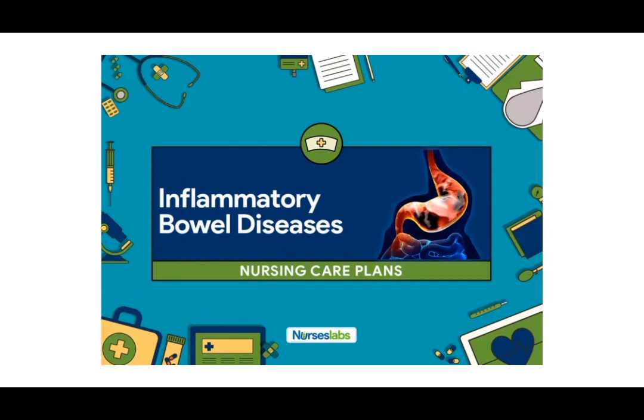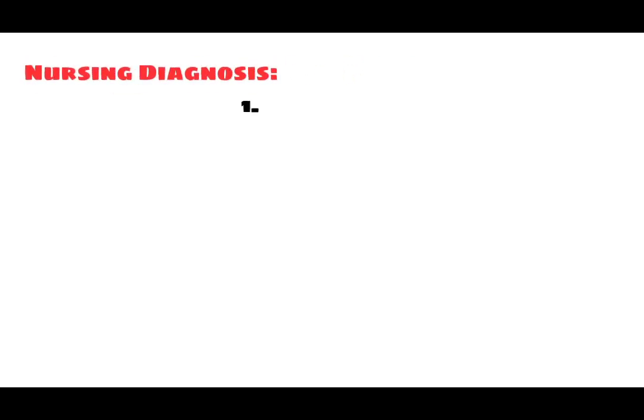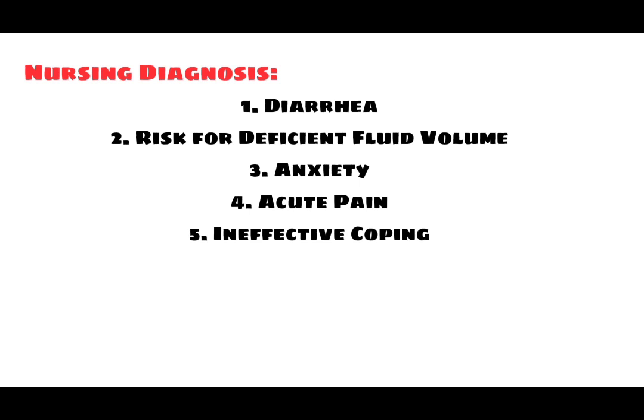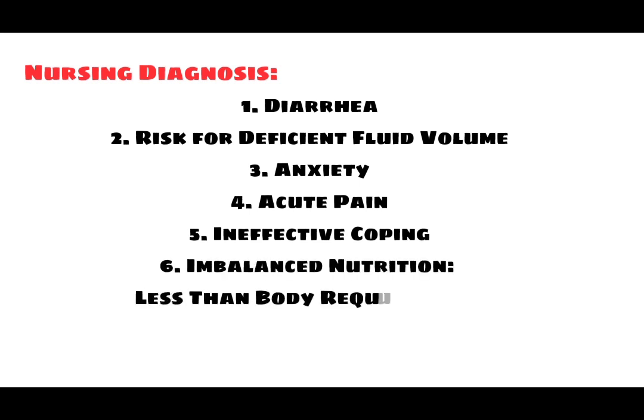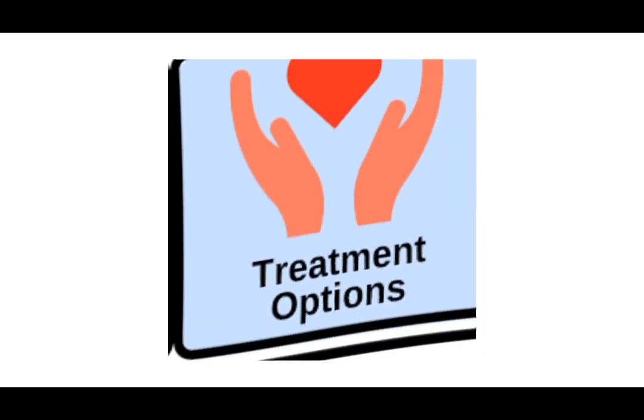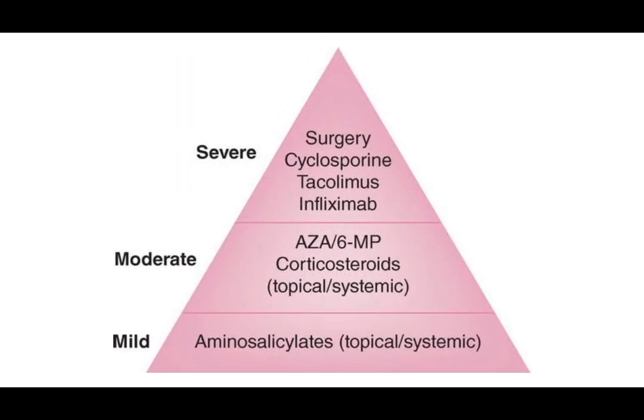For the nursing diagnosis, here are some of them. 1. Diarrhea. 2. Risk for deficient fluid volume. 3. Anxiety. 4. Acute pain. 5. Ineffective coping. 6. Imbalanced nutrition, less than body requirements. 7. Deficient knowledge. For treatment options, there is no cure for ulcerative colitis. There are widely effective treatments, usually involving either drug therapy or surgery.